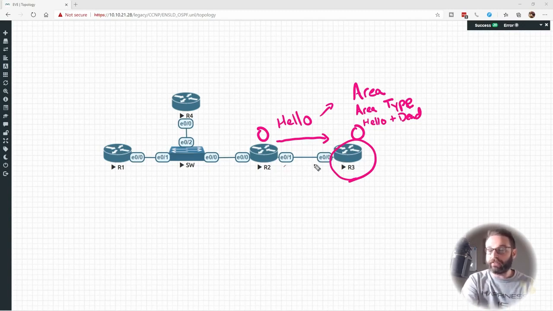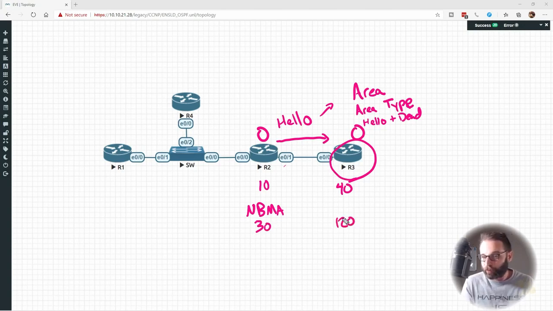When these two adjacencies come to life, they have to know how frequently am I expecting to receive a hello from you, and if I miss so many hellos, when do I declare you as a dead neighbor? In this case, the default for OSPF, the hello timers are sent every 10 seconds on an Ethernet segment, and the dead timer is multiplied by 4, or 40 seconds. Now, if we're working with a non-broadcast multi-access network, this moves up quite a bit. This moves up to every 30 seconds for a hello timer and every 120 seconds for a dead timer.